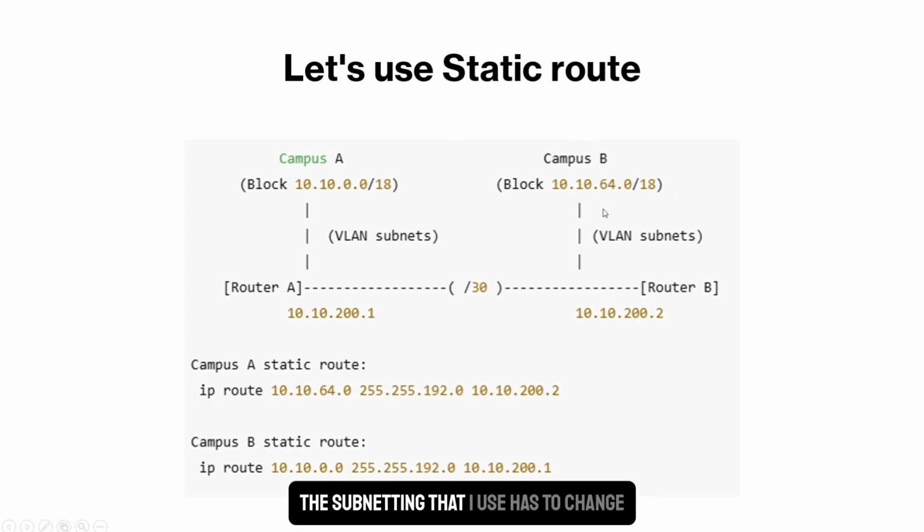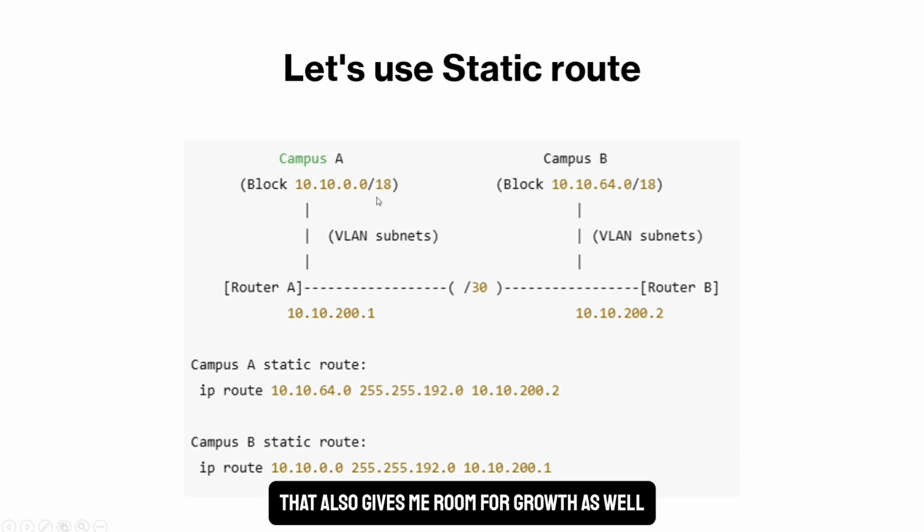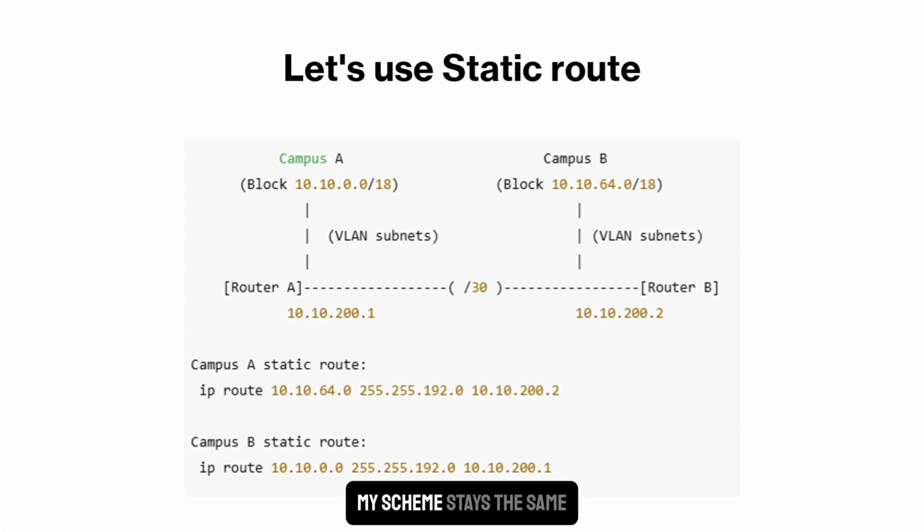Now, obviously, the subnetting that I use has to change. All the subnetting on campus A should be within this network, and within campus B should be within this network. 60 onwards you can use from here. 60, 70, 80 you would use there. 10, 20, 30, 40, 50. That also gives me room for growth as well. That's the reason I use /18. If you add a couple more VLANs, my scheme stays the same. It doesn't break it, right?